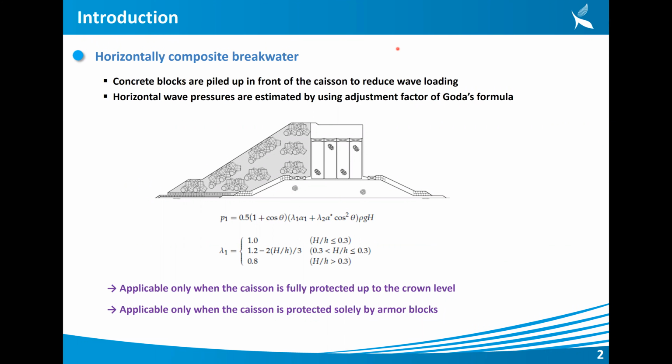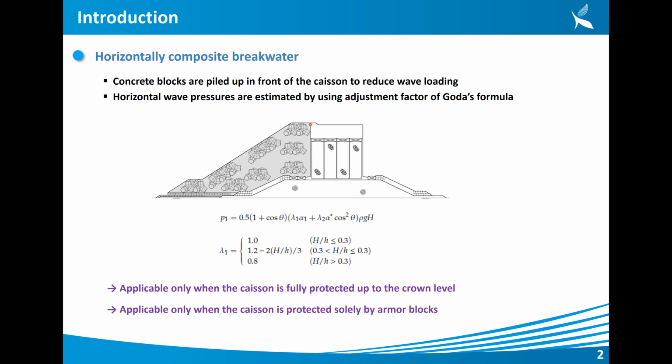In some cases, a number of concrete armor blocks are piled up in front of the caisson to reduce the impulsive wave loading on a caisson. This type of caisson is typically referred to as a horizontally composite breakwater. The horizontal wave pressure on such a caisson can be estimated by adjusting the modification factor lambda 1 of the well-known Goda's formula. In most cases, the crest level of the armor blocks is equal to or slightly higher than the crown of the caisson.